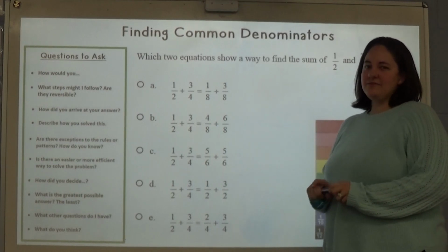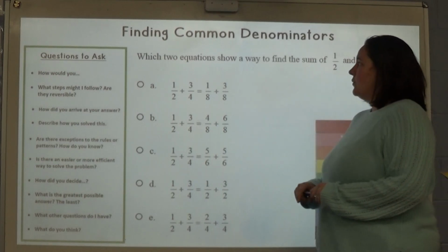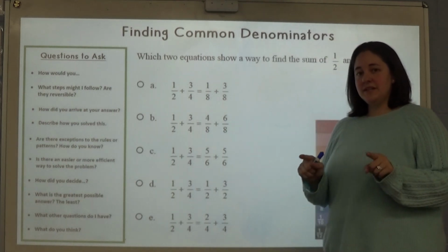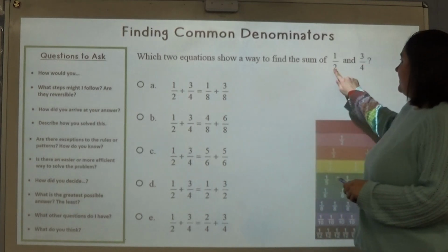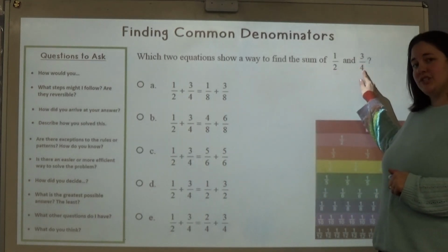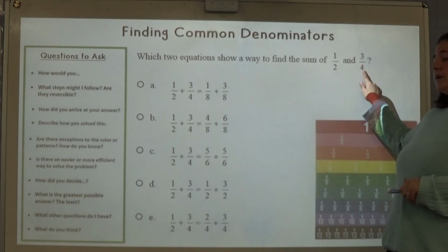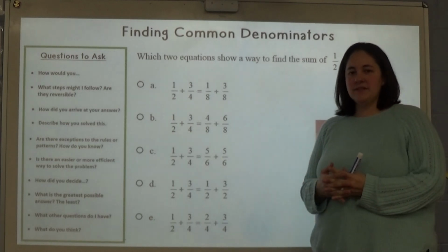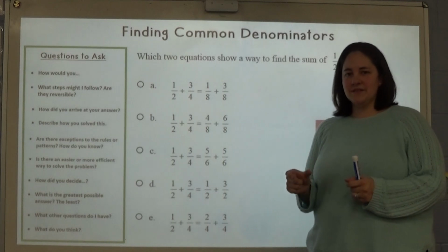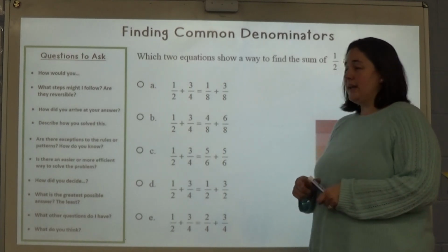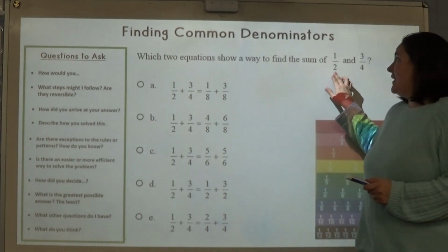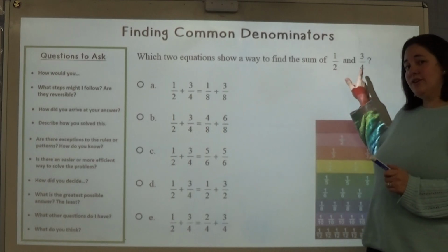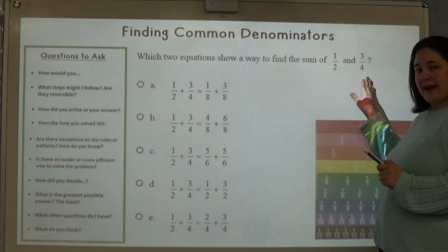I want to show you how we can find common denominators. Now, when we add or subtract fractions that have different denominators, meaning the number on the bottom of the fraction, so in this case the 2 and the 4 are the denominators, we can't add and subtract them when they have different denominators because we're talking about different sized pieces. Okay? So we're going to go ahead and find a denominator that both fractions can use by renaming these fractions.